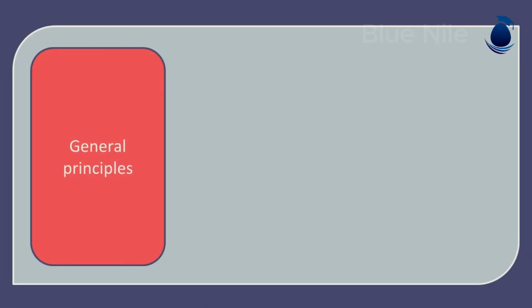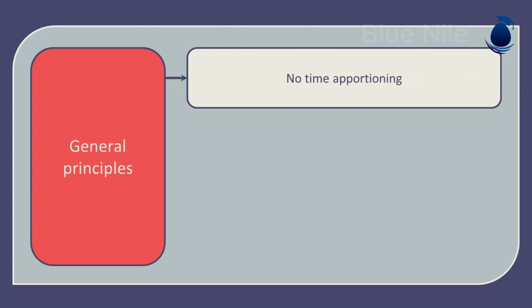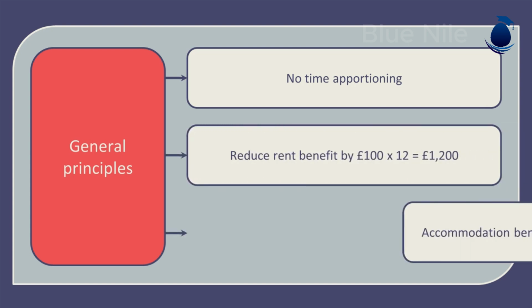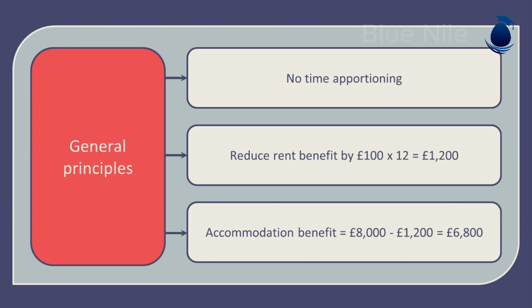Finally, we need to consider our general principles. Brad lives in the house for the whole of the 2018-19 tax year, so there's no time apportioning to be done. But he has paid rent to his employer of £100 per month, so we can reduce the benefit by £1,200 to leave a figure of £6,800 to be included as a final accommodation benefit in Brad's employment income.